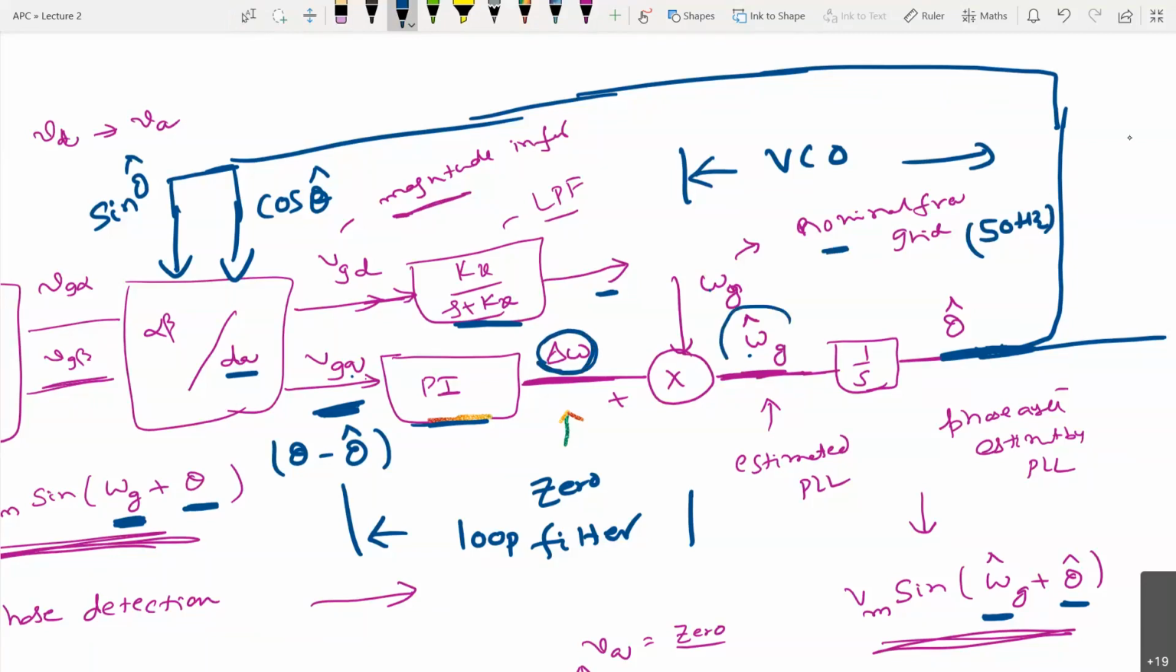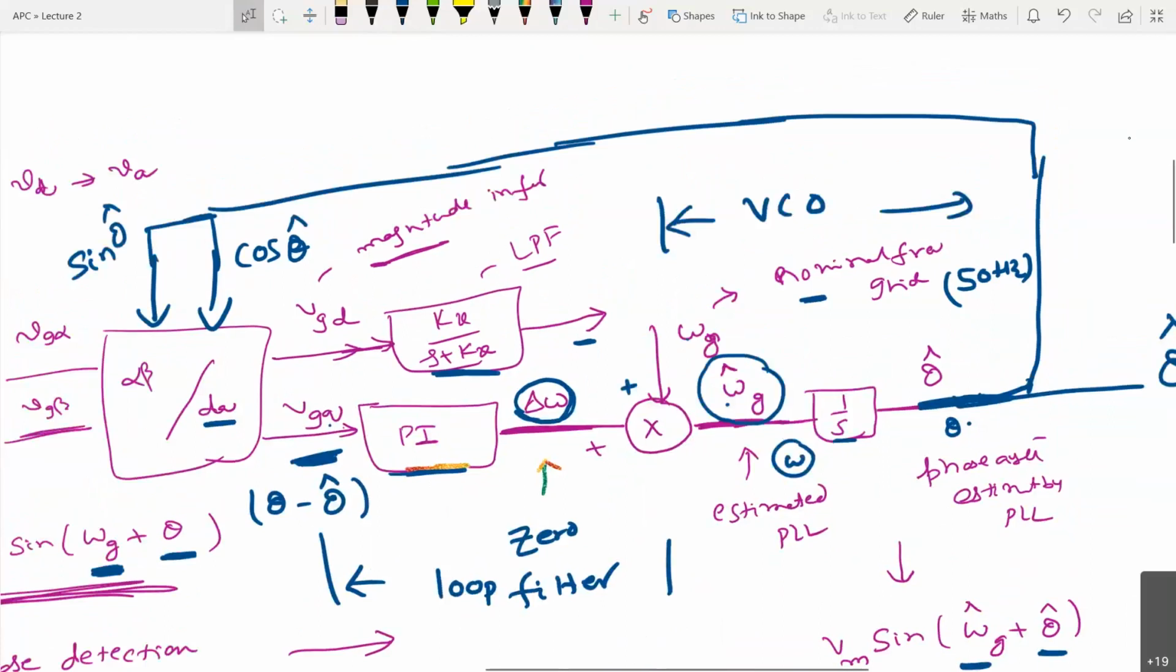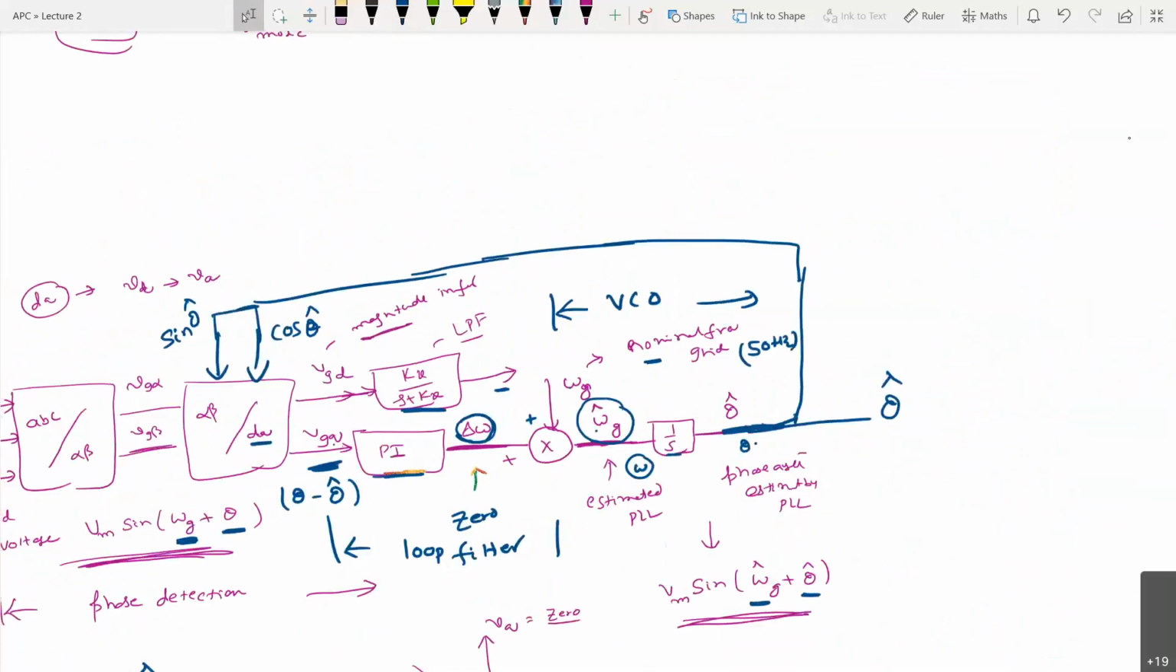If you add this, that gives you the estimated angular speed of the PLL, omega of the estimated grid. By integrating it, you get the phase angle, theta of the grid. So whatever theta is obtained is fed back to this transformation. That is why, up to finding the VDQ, it is the phase detection.